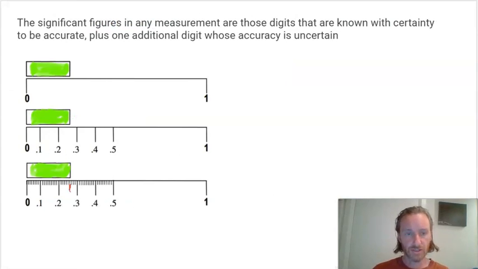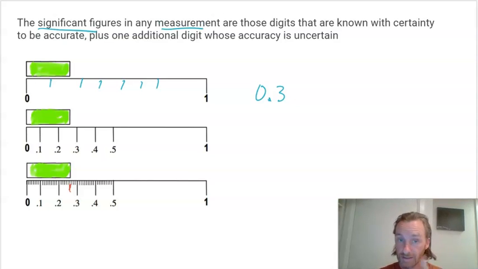So if we wanted to measure these green bars, we can look at 3 different scenarios here. The first scenario, we've got a ruler which doesn't have a lot of granulation. It doesn't have these pieces in here to tell us. We just know it's between 0 and 1. So we're going to take a best guess at 0.3 because the significant figures in any measurement are those whose digits are known with certainty plus 1 additional digit that we have to guess. So in this case we had to guess this digit here, that it's 0.3, and so there's 1 significant digit.